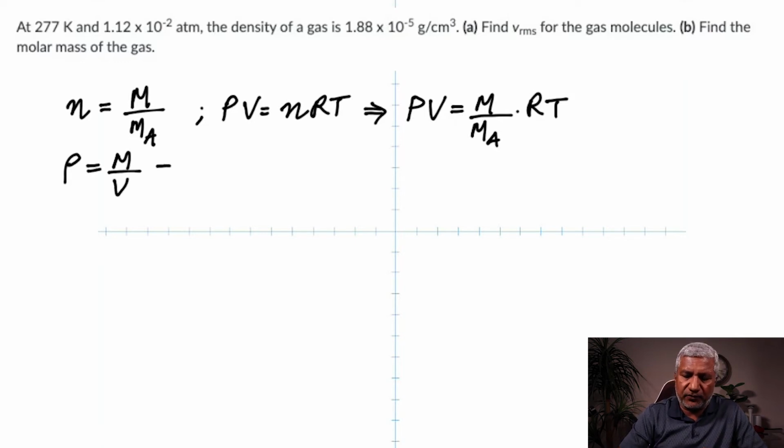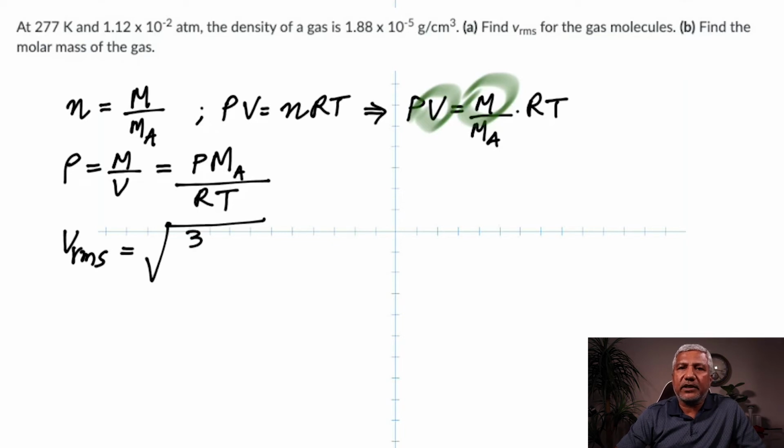I've substituted for little n as m by MA. That's what you see there. And then we know that density is mass by volume. So I'm trying to separate the two, mass and the volume. You have the mass, you have the volume there. Just bring the volume to the right side, rearrange the terms, and you're going to get this formula.